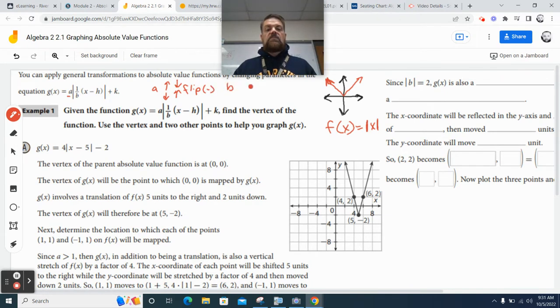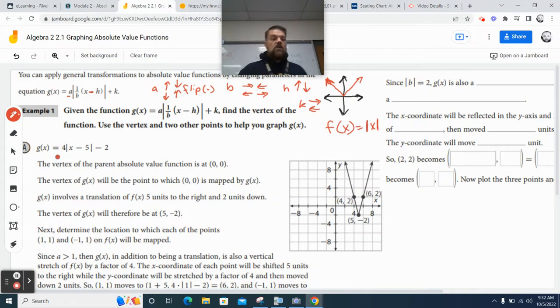B compresses horizontally, or it stretches horizontally. H shifts it up, or it shifts it down. And K translates, shift is one word, but really the formal word is translate. Shifts it to the right or left. And remember that H, because the formula is a negative, it goes in the opposite direction.